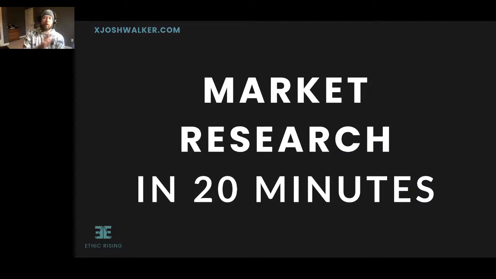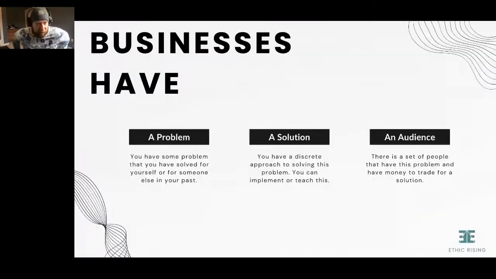I'm going to do a little bit of review for a second. If you've been reading my newsletter for a while, businesses have three things: a problem, a solution, and an audience. For the problem, you have some problem that you've solved for yourself or for someone else in the past. You also need a solution. This is the thing you're going to sell. You have a discrete approach to solving this problem that you can implement or teach to other people. And lastly, you have an audience: a set of people that have the problem you know how to solve, and they have money that they are willing to trade for a solution.